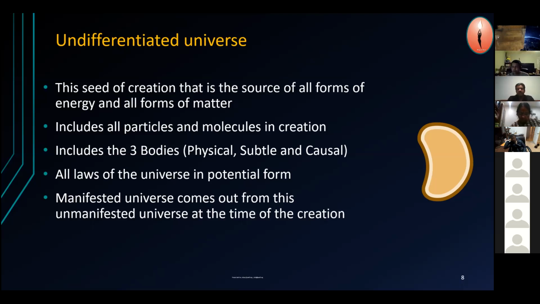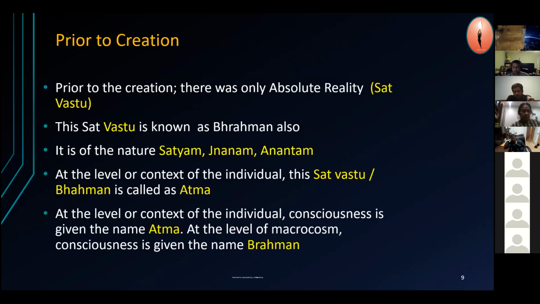So once again, I have the diagram. Prior to the creation, what was there? Prior to the creation, the Upanishad says there was only absolute reality. It is referred to as Sat Vastu. What is Sat? Trikala Abadhitam. That which is not subjected to change in the 3 periods of time. And this Sat Vastu is known as Brahman, or absolute reality. And its nature, it is said, is Satyam Jnanam Anantam.